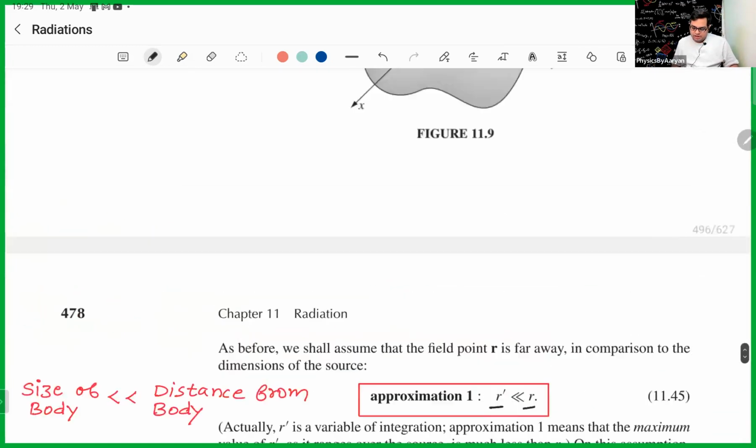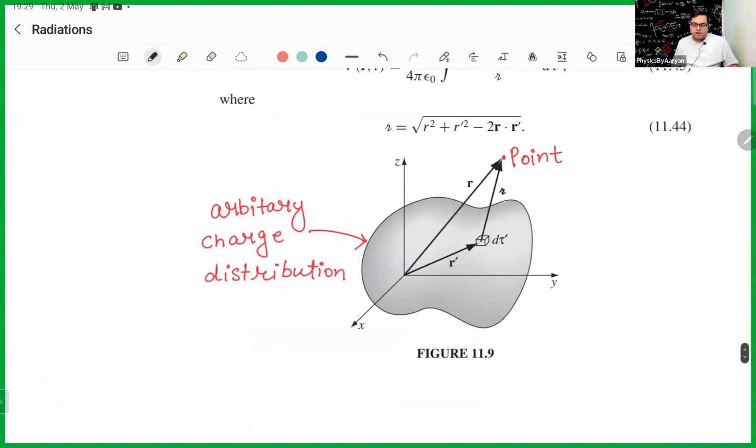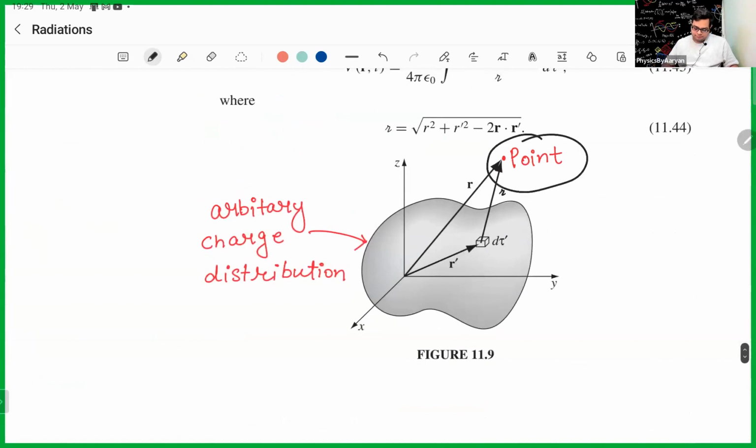What does this mean? If you carefully look at the diagram, r is the distance of this point from the origin, and r dash is the distance of any point within the body. So r dash is a vector within the body. Let's say I have this ring, and I want to find the electric field or magnetic field at this point. This will be my r dash, so sorry, this will be r. So r is much greater than r dash.